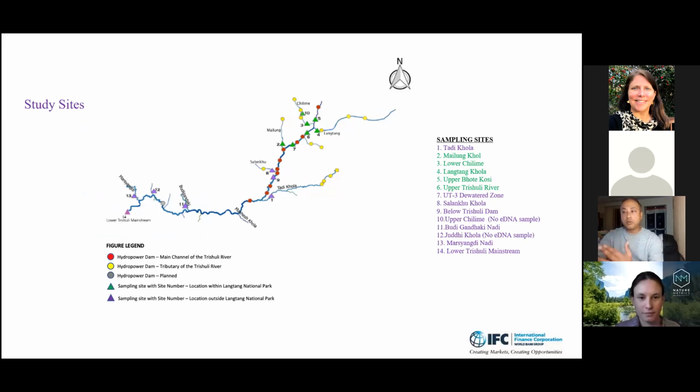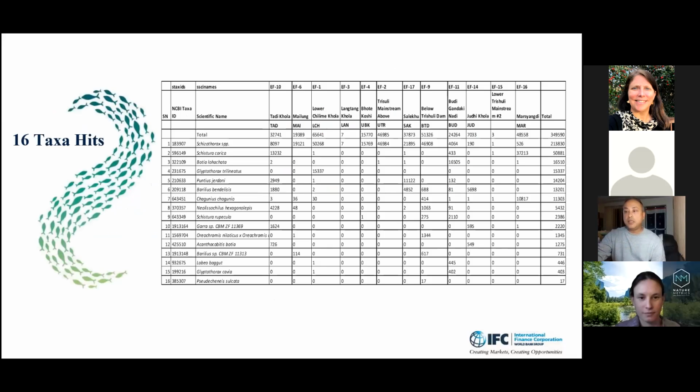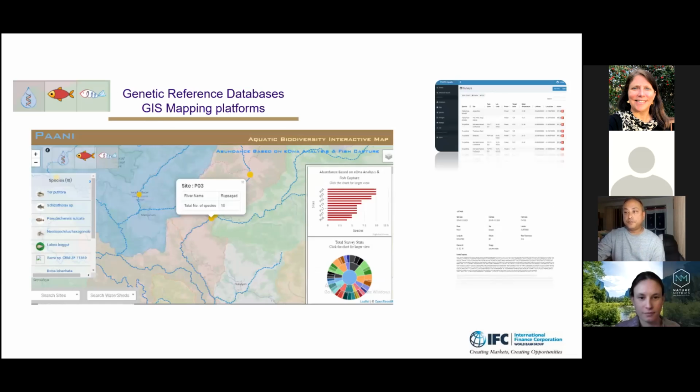We again looked into 14 different sites on this second round. And on this, we only used eDNA on our part, but there were other efforts done by other experts. And we actually detected 16 different taxa from this effort.